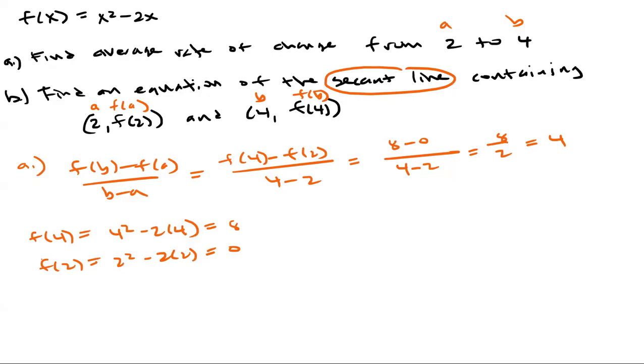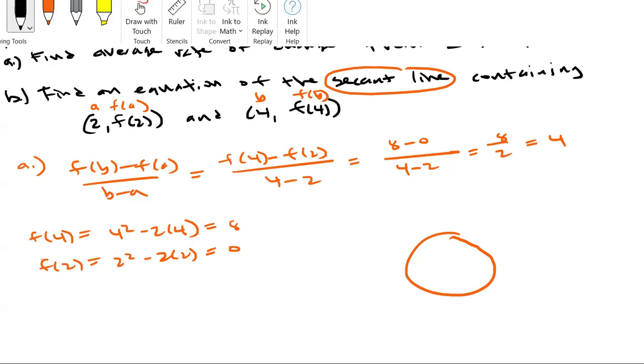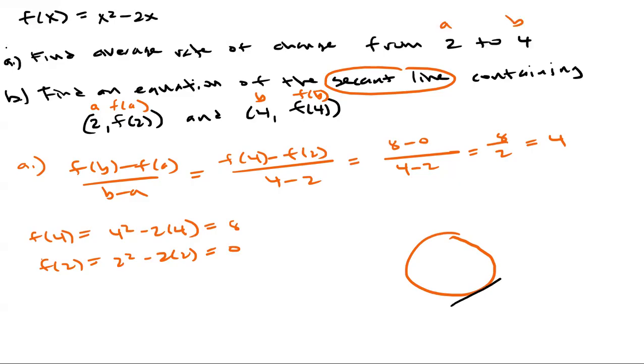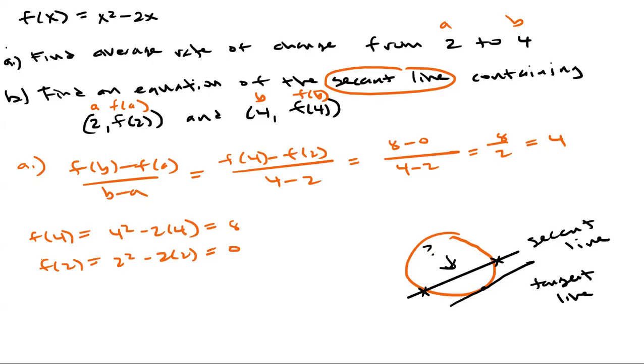Okay. So if I have say a circle, all right. So if I want to find out what the tangent line is, I would draw a line on that circle and it touches it at one point, right? So this would be a tangent line. However, if I draw another line and it goes through two separate distinct points, so here and here, okay, this is called a secant line. Okay, so that's what they're asking. What is the equation of this secant line?